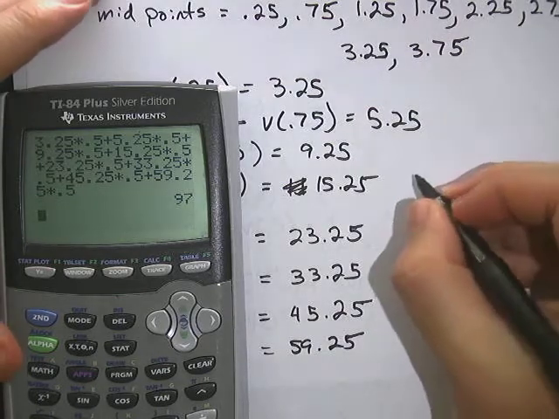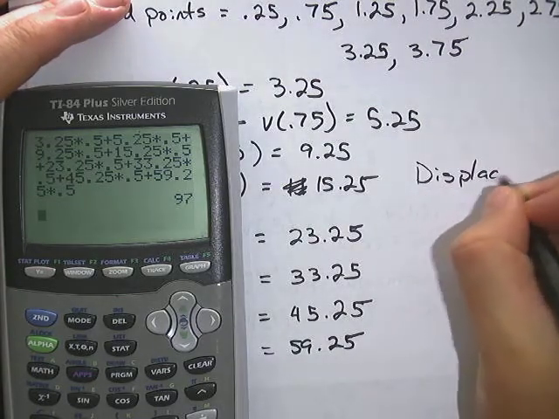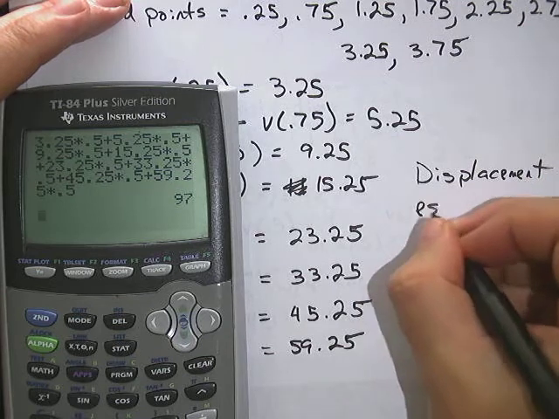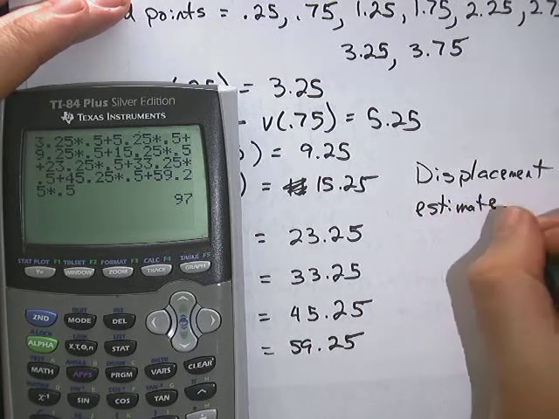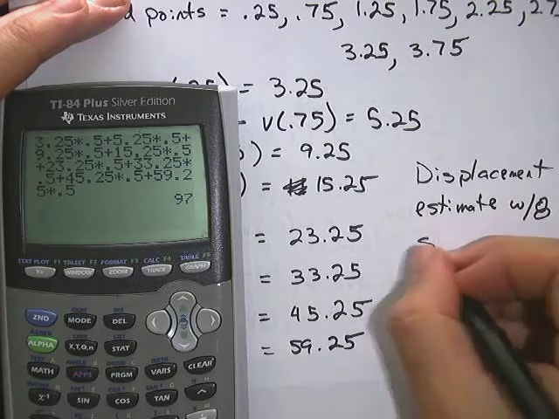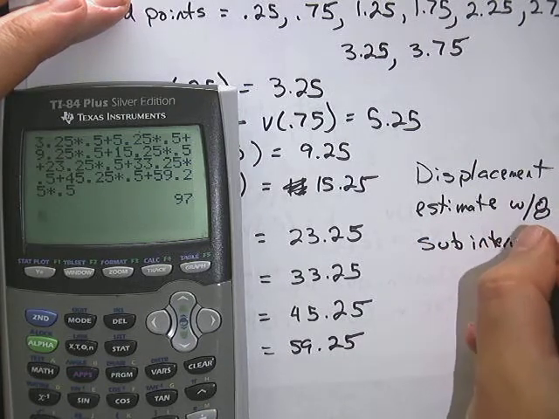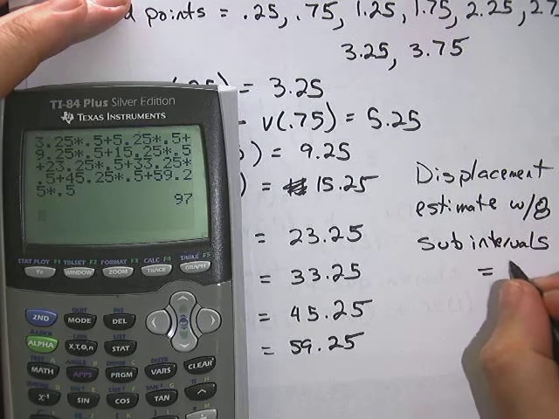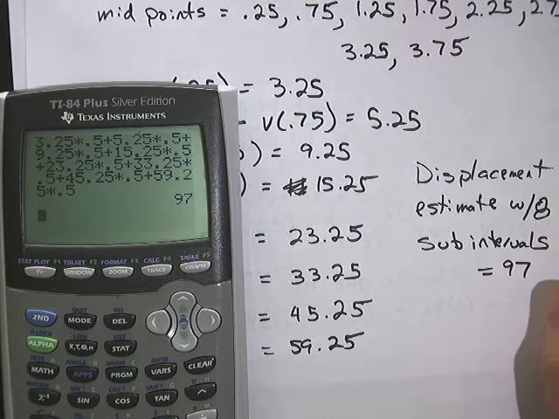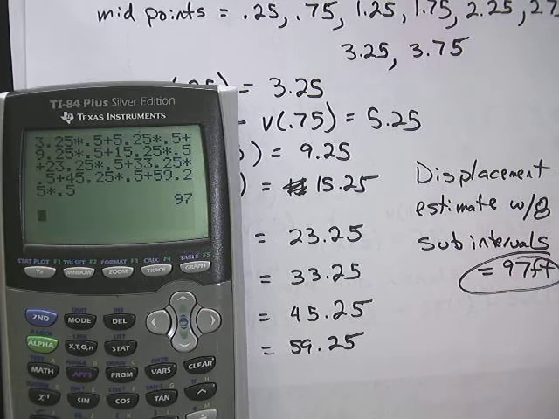But either way, your displacement estimate with 8 subintervals is equal to 97 feet. So a little bit different than our other one, which was 96 feet. And more than likely, this one is going to be more accurate. And if we doubled the number of subintervals again to 16, or doubled them again to 32, you would get a more and more and more accurate picture of exactly what the displacement is on this.